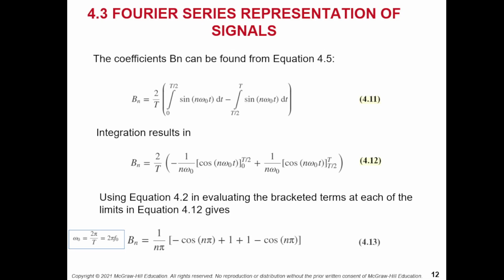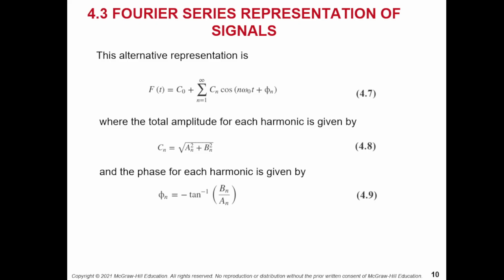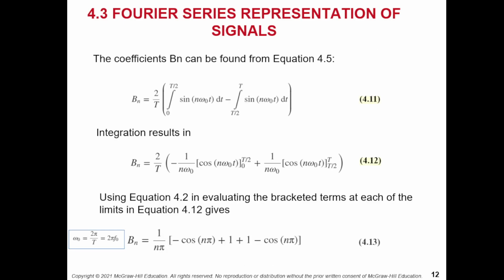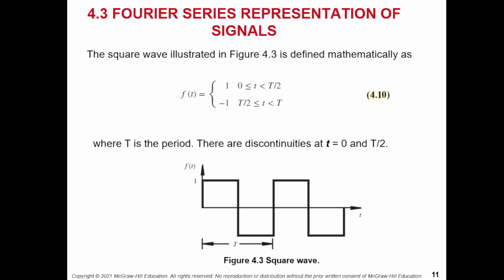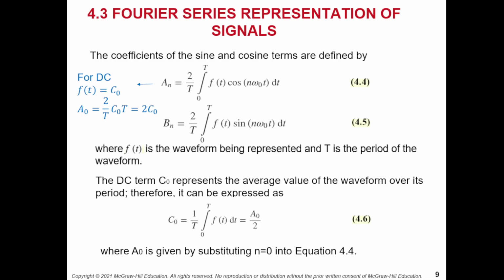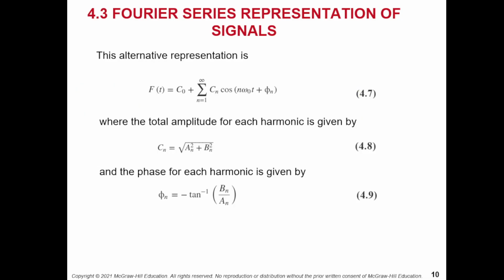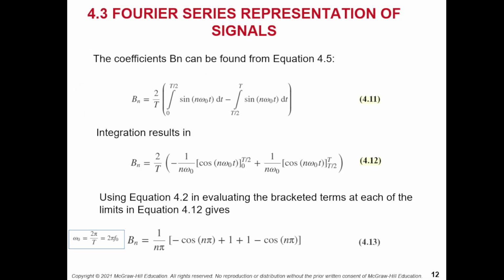So we can separate the sine term. Why doesn't it become cosine, right? The coefficient Bn can be found from equation 4.5. So you actually want to use the sine term. Okay, so Bn can be written like this.